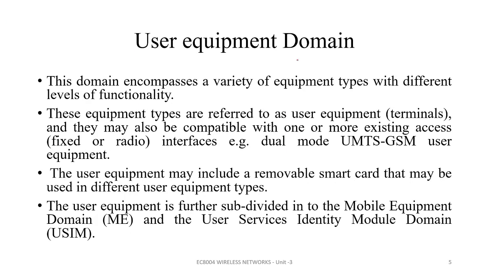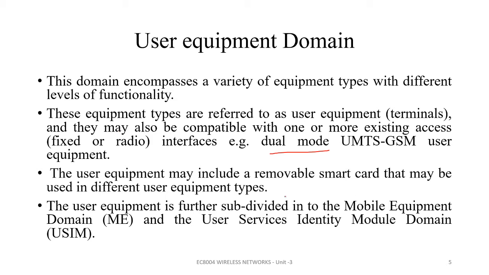Next is your user equipment domain. See, this domain encompasses a variety of equipment types with different levels of functionality. These equipment types are referred to as user equipment terminals, and they may also be compatible with one or more existing access, fixed or radio interfaces. Example, dual mode UMTS, GSM user equipments.